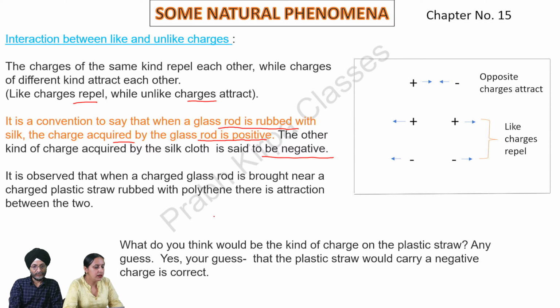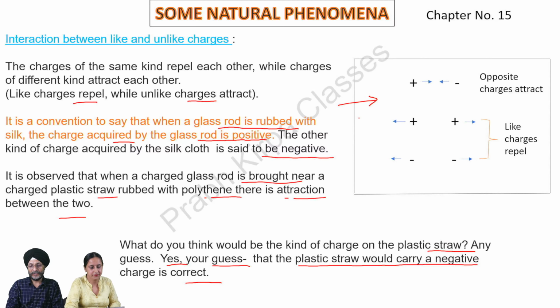It is observed that when a charged glass rod is brought near a charged plastic straw rubbed with polythene, there is attraction between the two. What do you think would be the kind of charge on the plastic straw? Any guess? Yes, your guess that a plastic straw would carry a negative charge is correct.